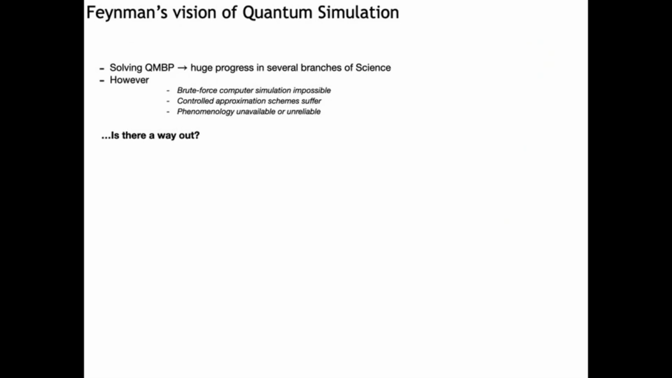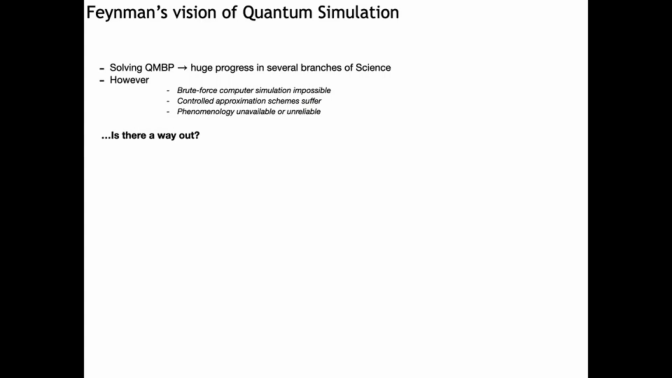Okay, so to summarize, the state of the art is that solving the quantum many-body problem would lead to huge progress in several branches of science, as I argued. However, brute force numerical computations are fundamentally out of reach, as I described before. And controlled approximation schemes, of course, are not infinitely powerful, so they suffer in many of the interesting cases we care about. And phenomenological descriptions are sometimes not completely satisfactory, right? So this seems like a bad situation.